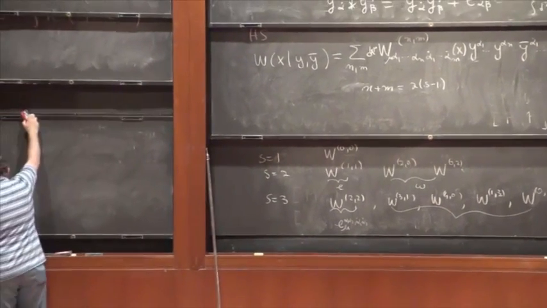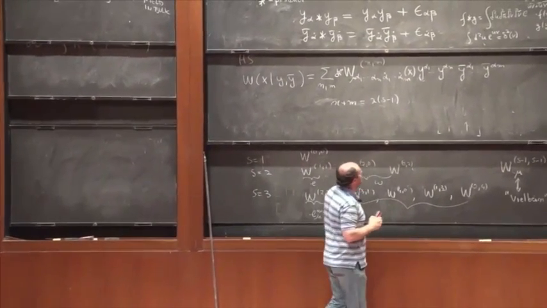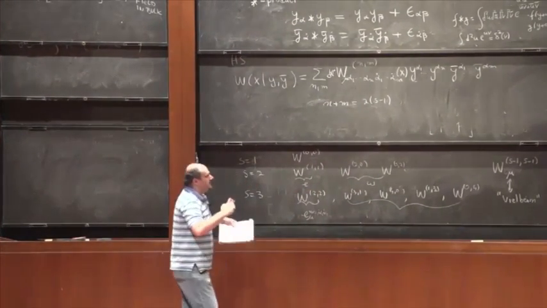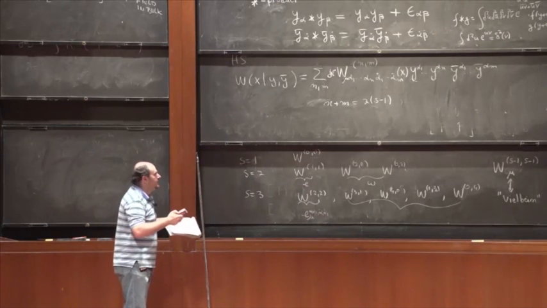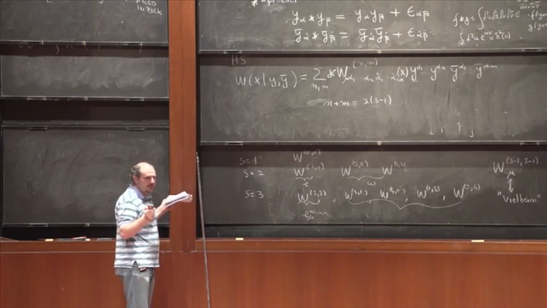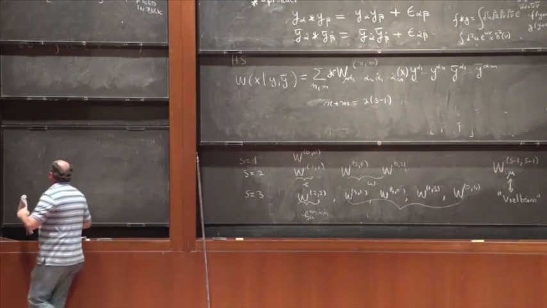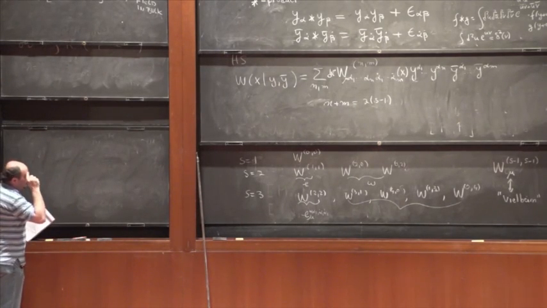So as SO(3,2) is the algebra of bilinears of these y's and y bars, the higher spin algebra can be defined as the algebra of all polynomials of y and y bars. It can be generated by all the monomials. And W is a gauge field for that algebra.